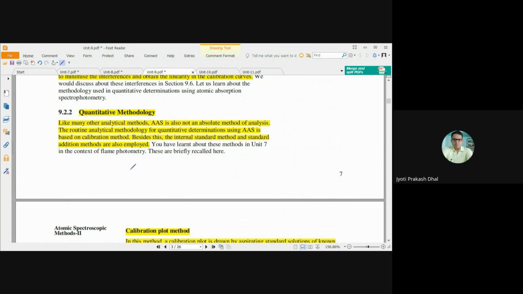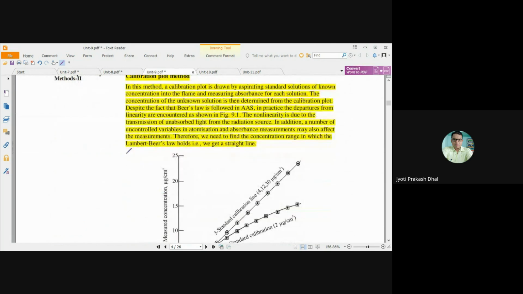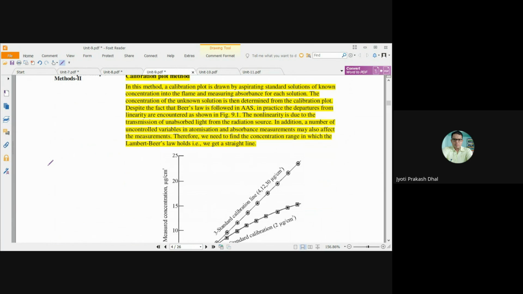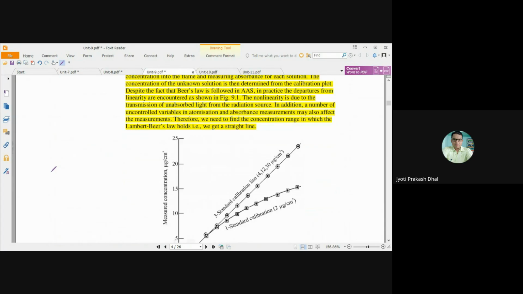So in quantitative methodology, like many other analytical methods, AAS is also not an absolute method for analysis. The routine analytical methodology for quantitative determination using AAS is based upon the calibration method. Besides this, the internal standard method and standard addition methods are also employed. The first one is the calibration method. The calibration method is divided into two types, that is the three standard calibration method and the one standard calibration method.